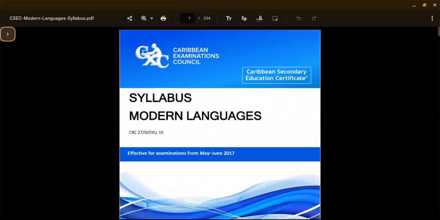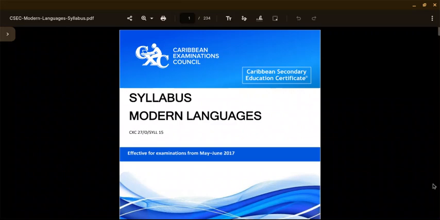I literally just downloaded this off the CXC website 15 minutes ago because I am paranoid when it comes to CXC. And I really wanted to double check it had the same information as the existing copy I had. It's the exact same thing. They just updated the cover. I suppose this is an updated cover.